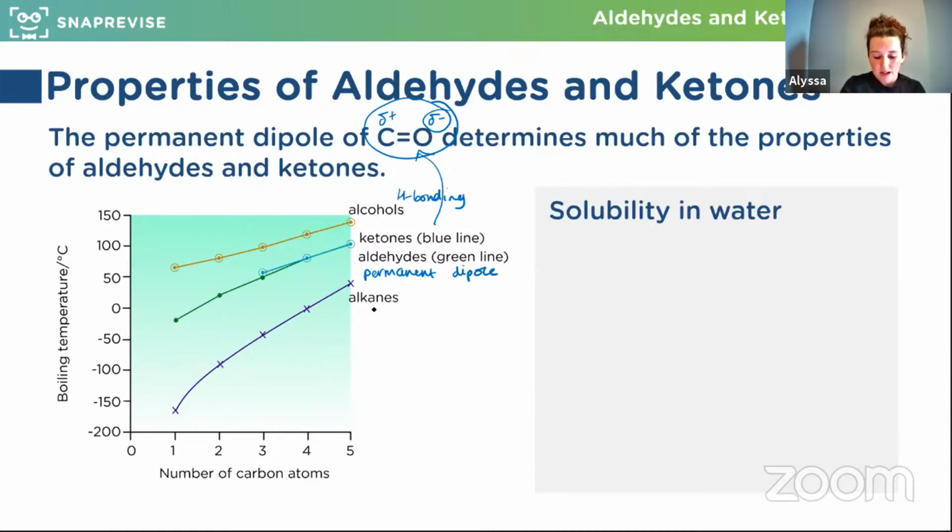And then our alkanes only have London forces. That's the strongest intermolecular force between alkane molecules, hence they have the lowest boiling points. So ketones and aldehydes have London forces and permanent dipole-dipole interactions, and then alcohols have all of those and hydrogen bonding.